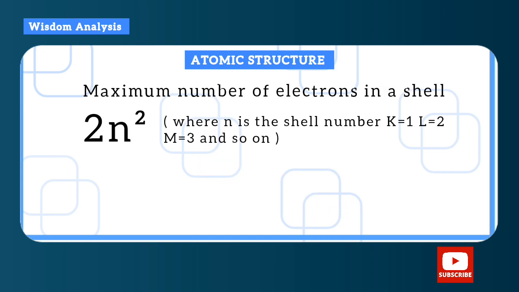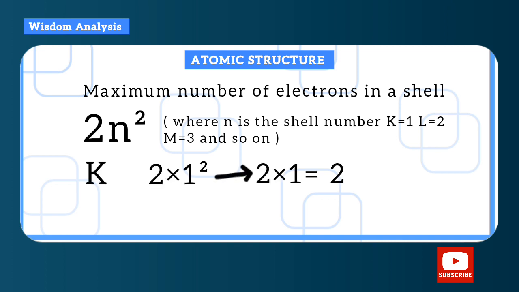Okay, so the maximum number of electrons in the shell is given by 2n raised to the power 2, where n is the shell number, K for 1, L for 2, and M will be 3. So for the first shell we use 1, 2 times 1 square, which will give us 2. For the second shell we use 2, 2 times 2 square, which is 2 times 4, which will give us 8.